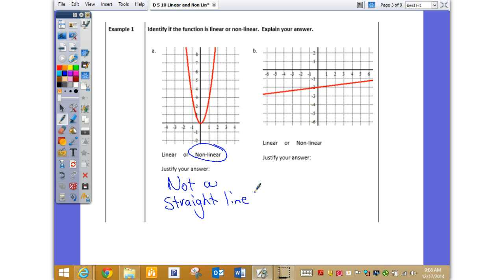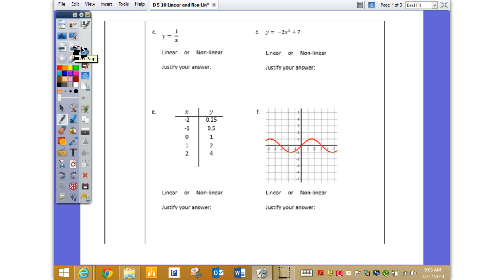How about B then? What is that? Obviously linear. Why? Straight line. Don't you wish math was always this easy? Yes. No, it would be boring. I agree. Good answer. How about C?